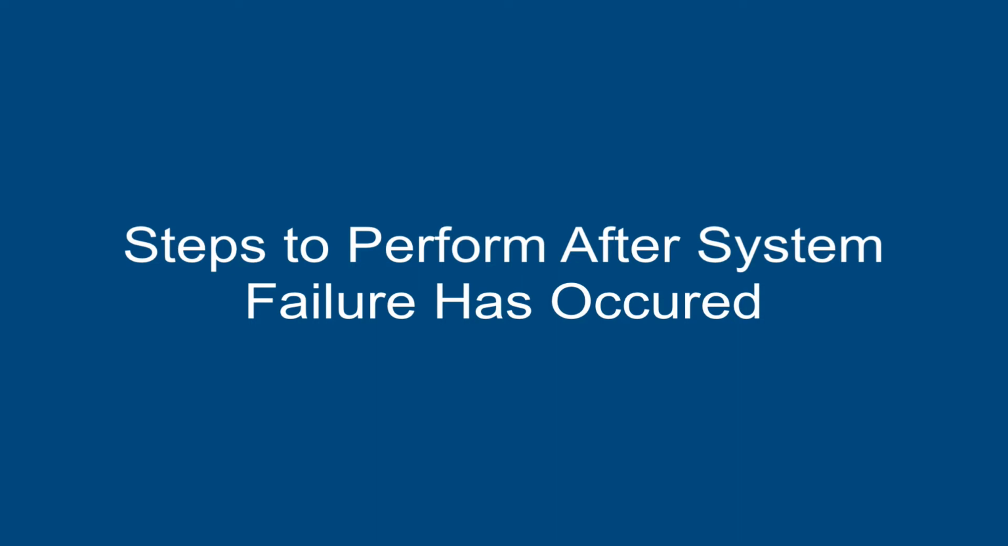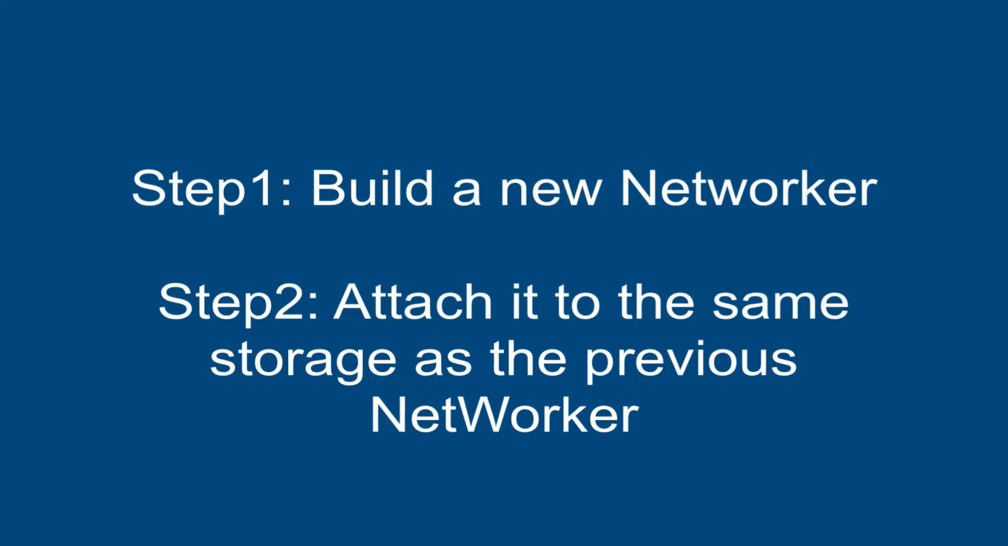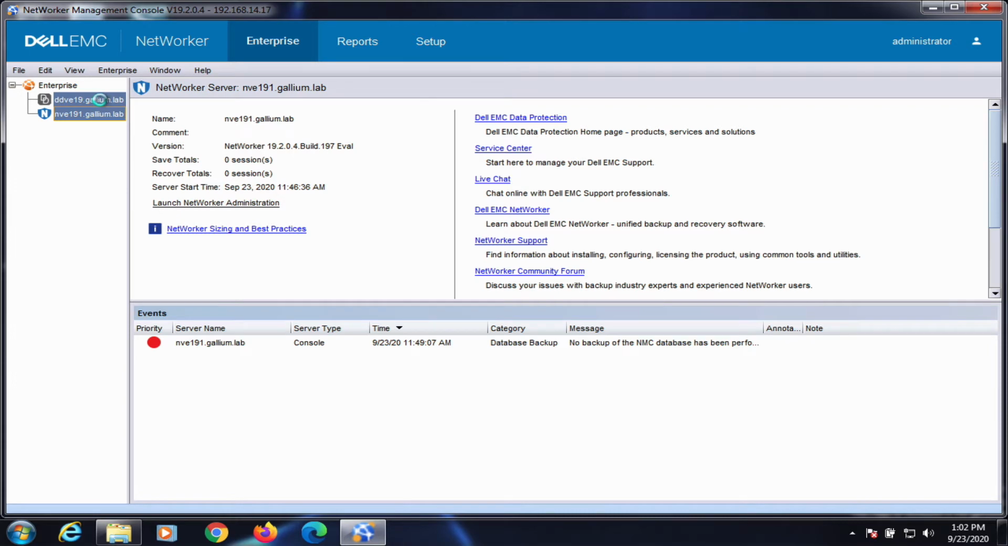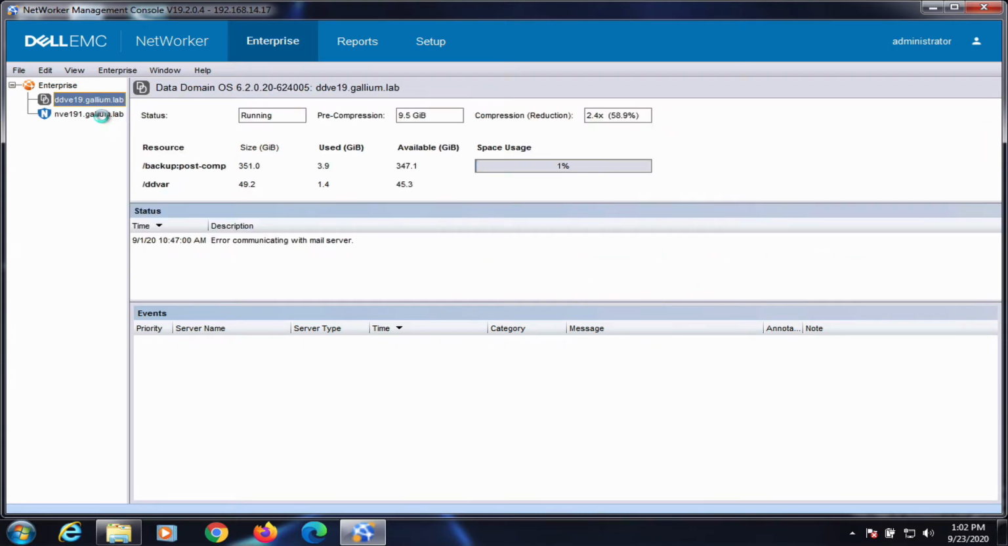Steps to perform after a system failure has occurred. Step 1, build a new NetWorker. And step 2, attach it to the same storage as the previous NetWorker. Here is our new NetWorker attached to the original storage, in this case, a Data Domain.